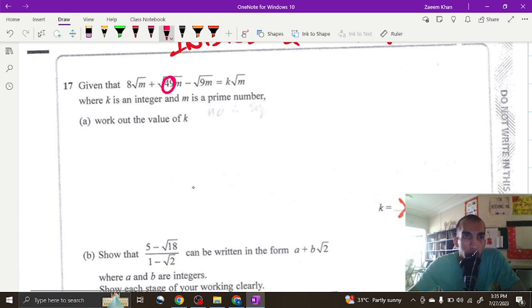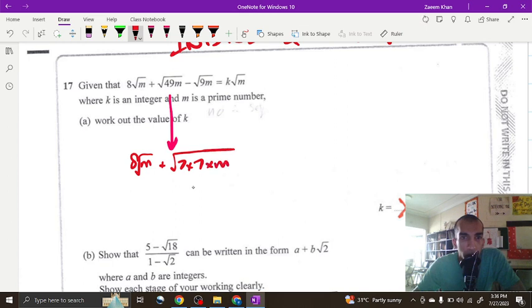So what I can do is I can choose to write it like this. 8 square root of m as it is plus 7 into 7 into m. You just told me it's 7. What's 9 a square of? 3. So 3 into 3 into m.